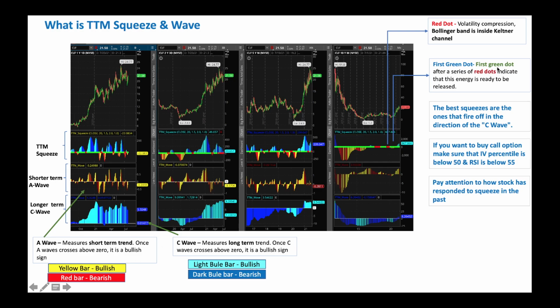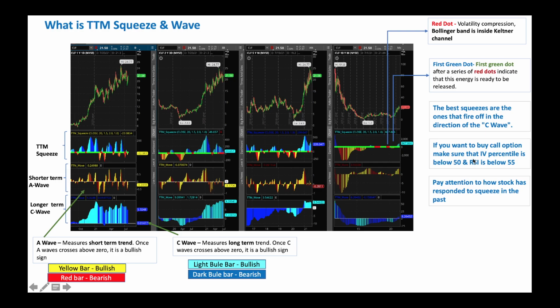And the first green dot after a series of red dots, look here, we got a series of red dots here. If you wait for the first green dot, when that happens, look at the longer term C wave. If the C wave is above zero, then it is positive. The best squeezes are the ones that fire in the direction of the C wave. In this case, it's the illustration. C wave is above zero, you could go long.